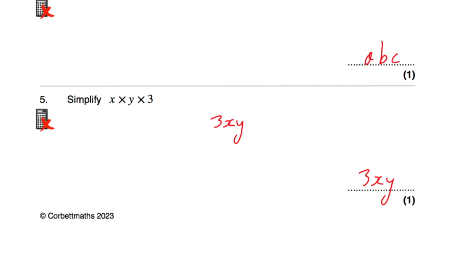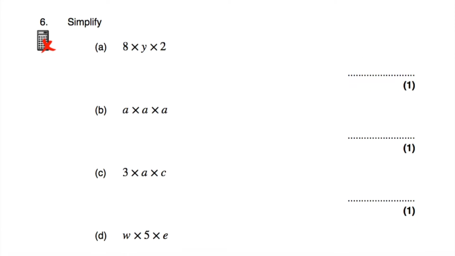Okay, let's have a look at our next question, question number 6. Question number 6 has got a few parts. So let's start off with part A. We've got 8 times y times 2. So let's multiply the numbers to begin with. 8 times 2 is 16, and then we've got y, so the answer would be 16y. And that's it.